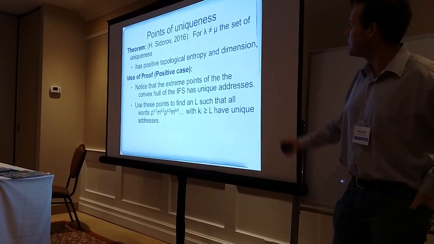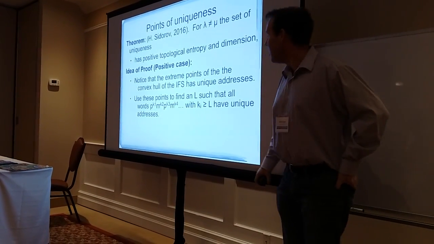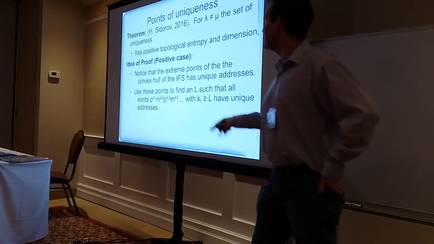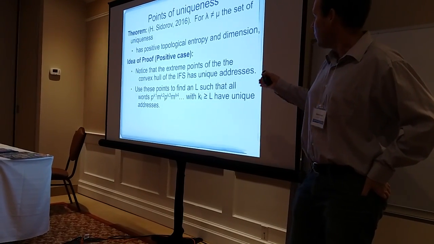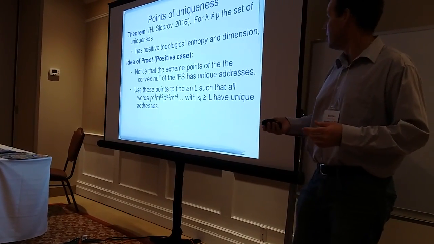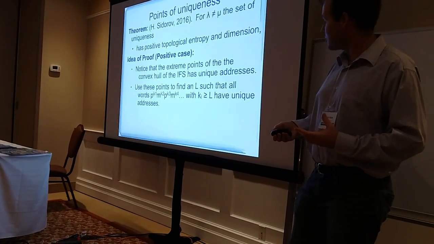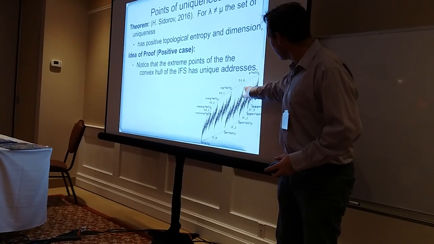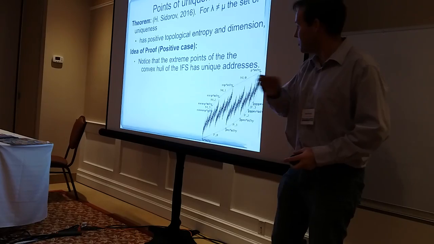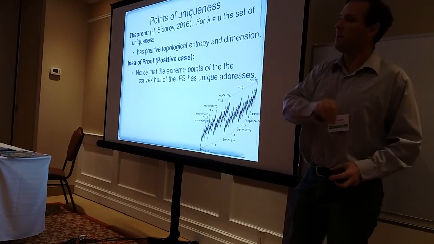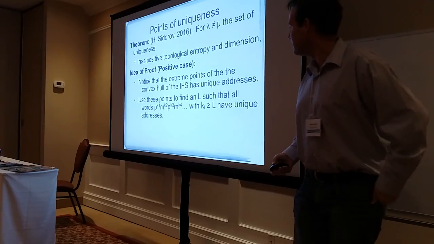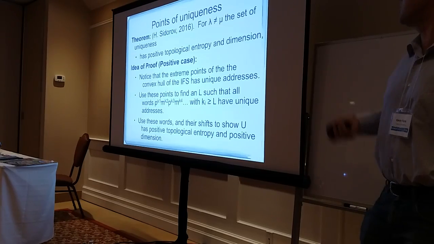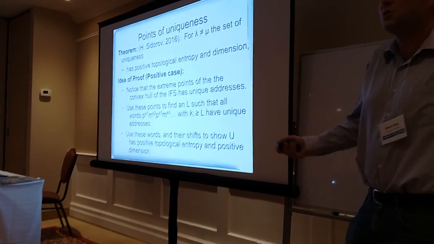But using these points, we can construct an L so that any point of the form p to the k1, m to the k2, p to the k3, m to the k4, and so on, where these ki's are sufficiently large, is going to have a unique address. Somehow it's catching all the tops of all these points and maybe these points down here. So you just take a lot of positive, then a lot of negative, then a lot of positive. Using this set, it's going to have positive topological entropy, and hence it's going to have positive dimension.